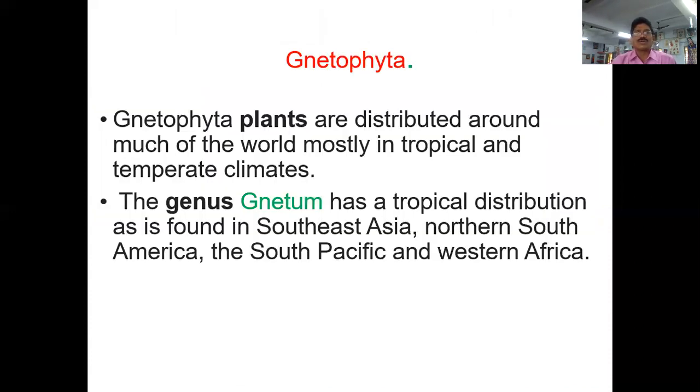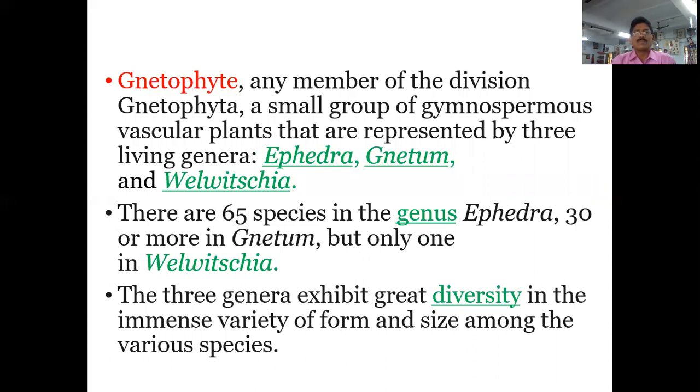The other one is Gnetophyta. Gnetophyta plants are distributed around the world, mostly in tropical and temperate climate regions. The genus Gnetum has a tropical distribution and is found in South Asia, Northern South America, the South Pacific and Western Africa. So these genera of Gnetum plants are available in these areas. The Gnetophytes are members of the division Gnetophyta. There are three examples of plants: Ephedra, Gnetum and Welwitschia. So these are the most important plants in the Gnetophyta.